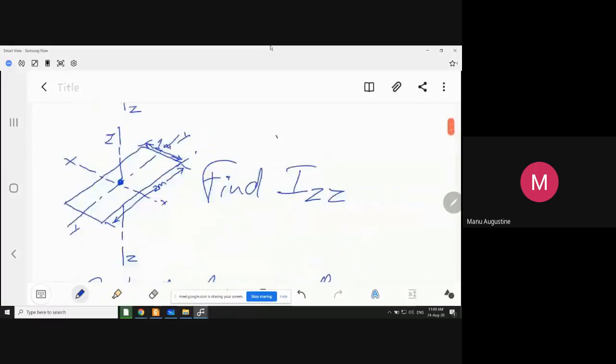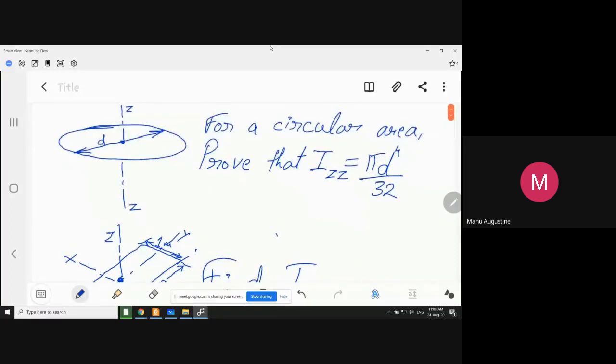Now a very simple 2 marks question can be given to you in your examination. Look at this problem. For a circular area, prove that IZZ is equal to pi d raised to power 4 by 32.